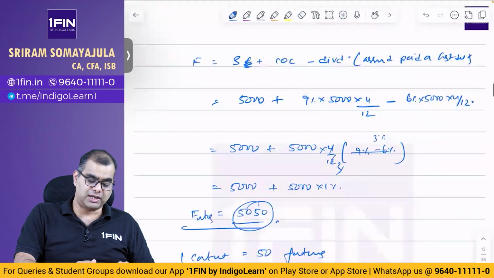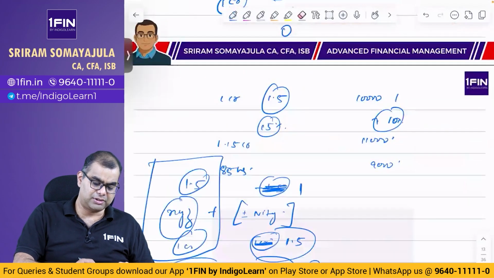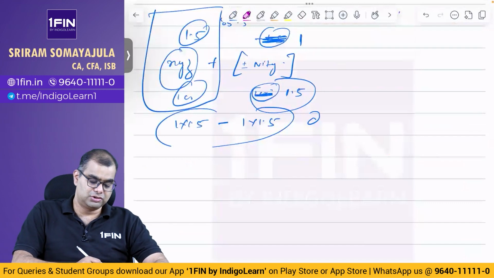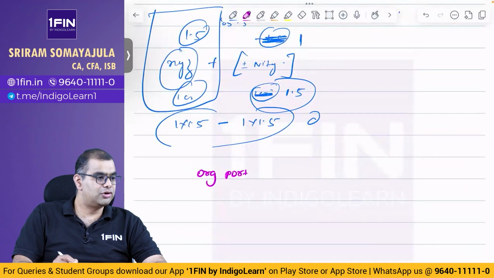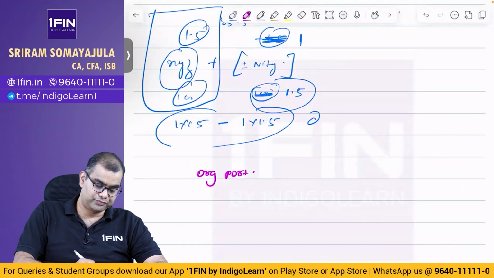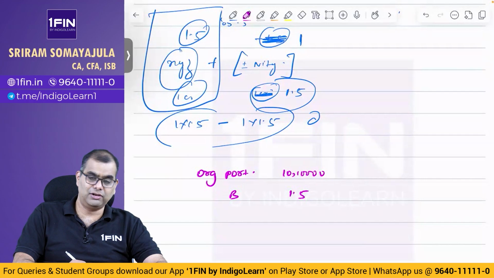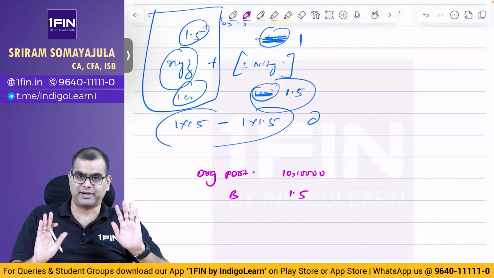If it is a 4 month future, let me clean this up a bit. We don't need all this here. If you want, you can go through it later. So the original portfolio value, what has been given? 10 lakh 10,000, with beta 1.5. Now to this I have to add something. Am I adding or subtracting? Think of it as adding. If I am adding a negative number, it is basically subtracting only.